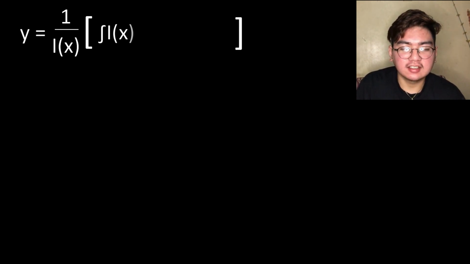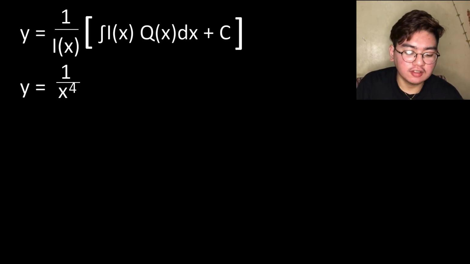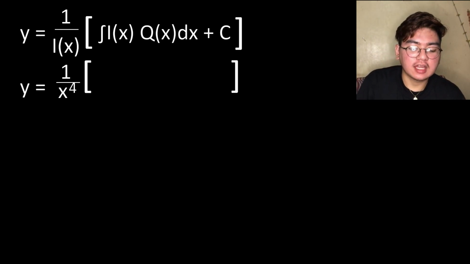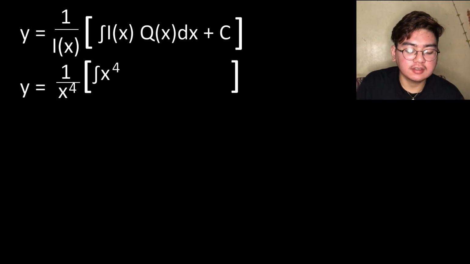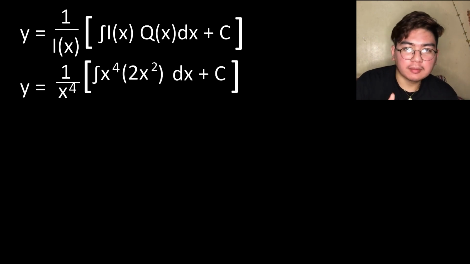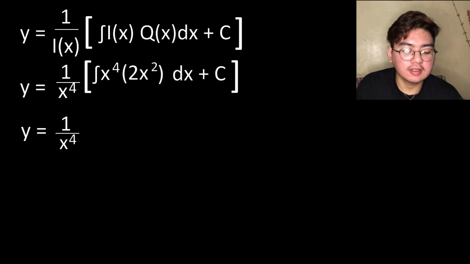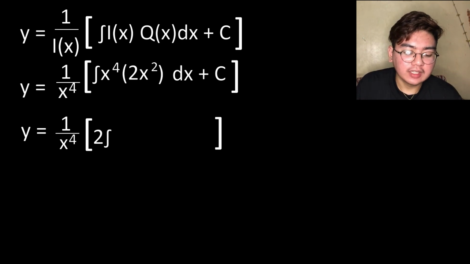Y equals 1 over I of x times integral of I of x times q of x dx plus c. Kaya magiging y equals 1 over x to the 4th power times integral of x to the 4th power times 2x squared dx plus c. Yung 2 sa may 2x squared ililipat natin sa harap, kaya magiging y equals 1 over x to the fourth power times 2 times the integral of x to the fourth power times x squared dx plus c.